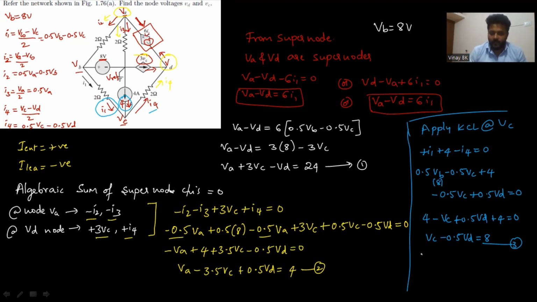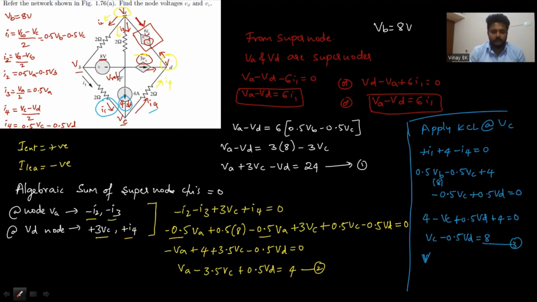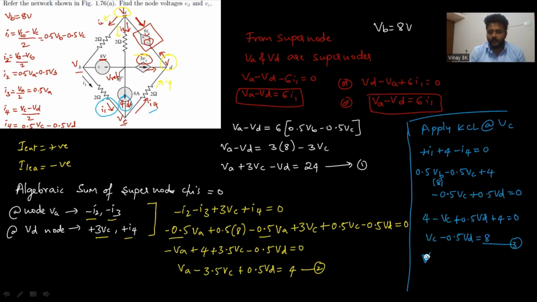That's nothing but VA. So I will write it here. VA is nothing but 9.142 volts. Similarly, VC is minus 1.142 volts, and VD is minus 18.28 volts. So these are the answers.